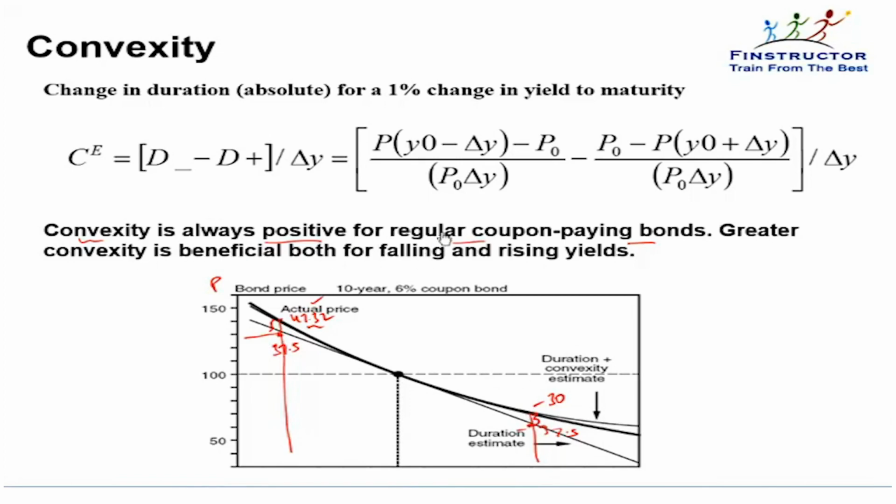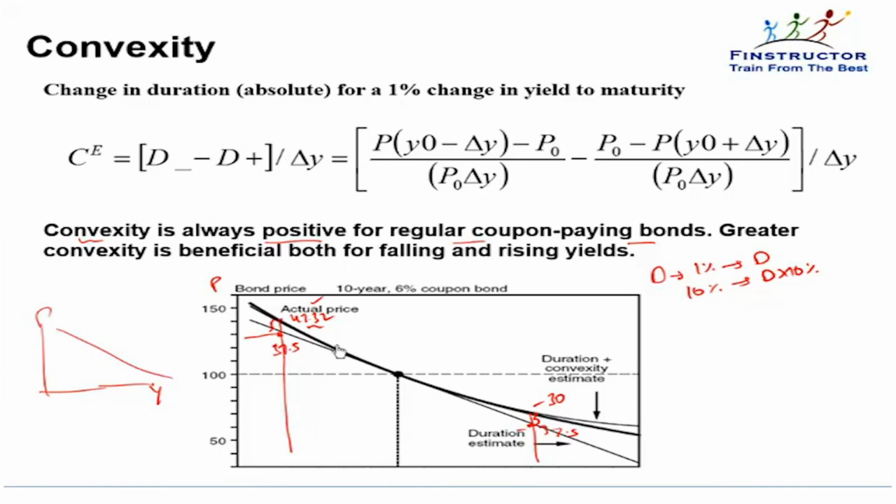Convexity estimate comes because the relationship between price and yields is not linear. That is, duration says that for a 1% change, the change is equal to duration. So for a 10% change, the change will be equal to duration into 10%. Now that would have been the case if the relationship between price and yields was a linear relationship, a straight line. But we've seen that the relationship between price and yields is not linear. It is a more complicated relationship.